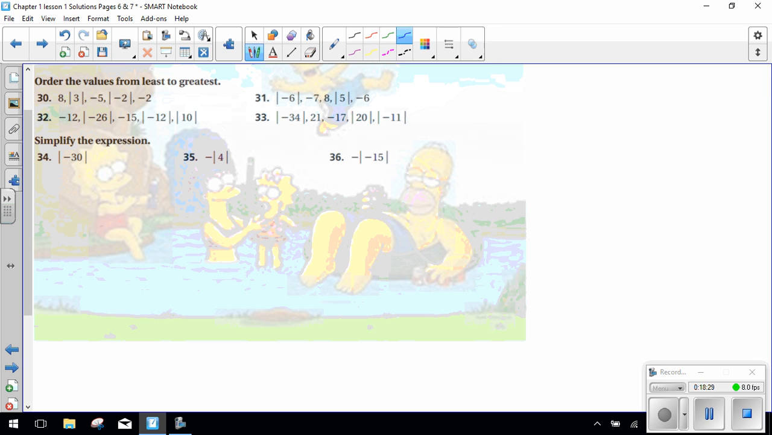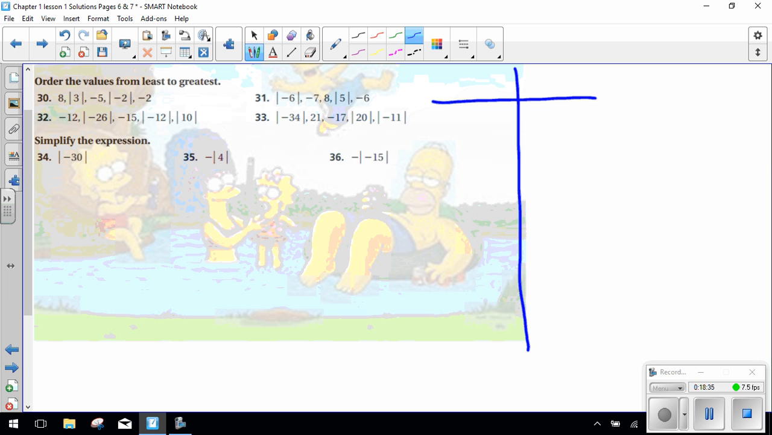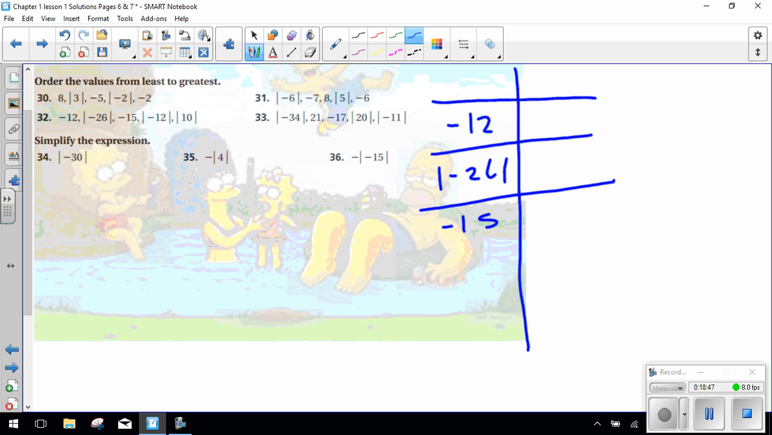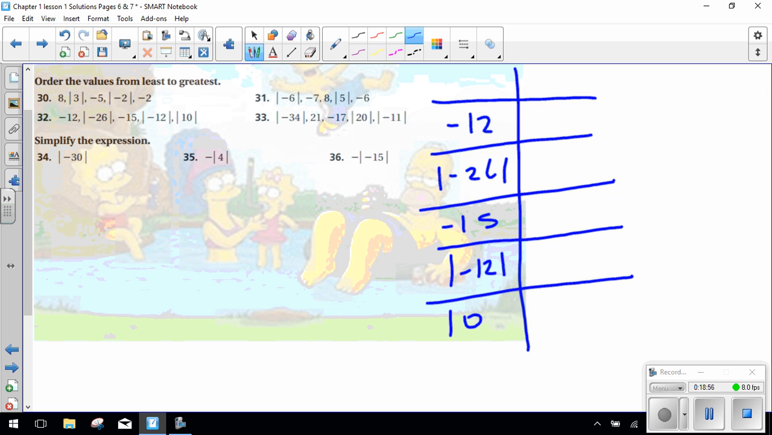Now let's go to 32. We're going to do 32 and 33 as a chart. I like to use what's called a T-chart. So I'm just going to write the original numbers going down in a chart like this. Okay, you can copy if you need to.